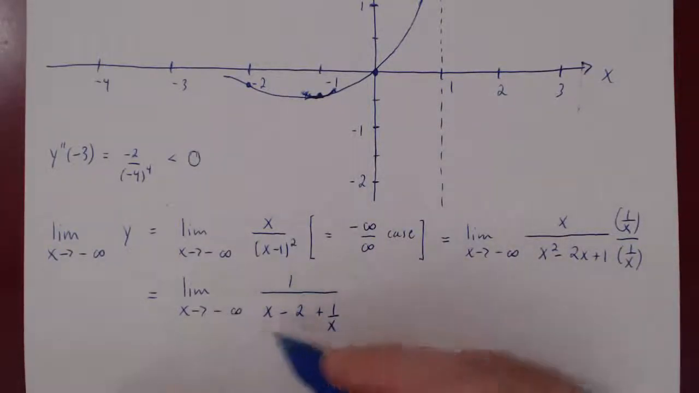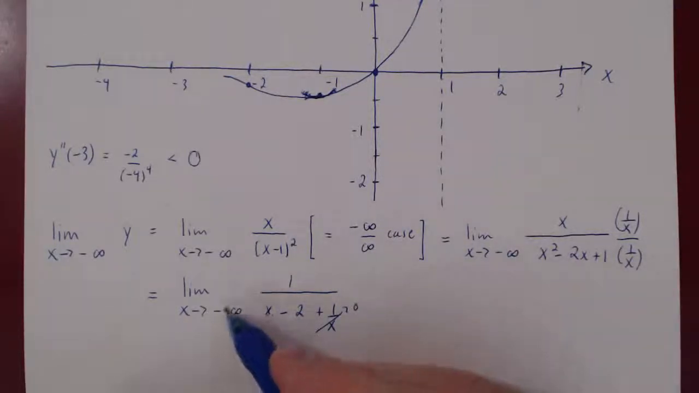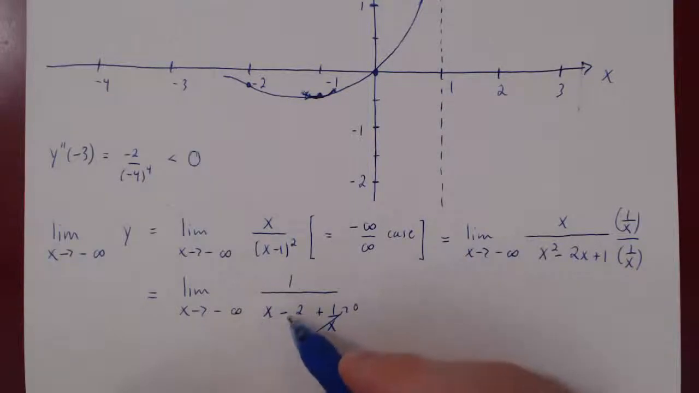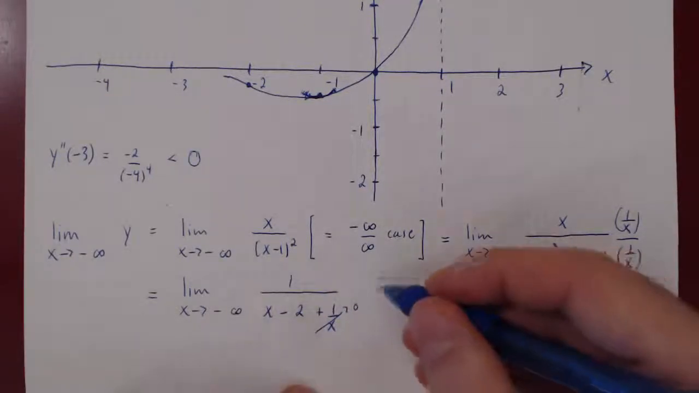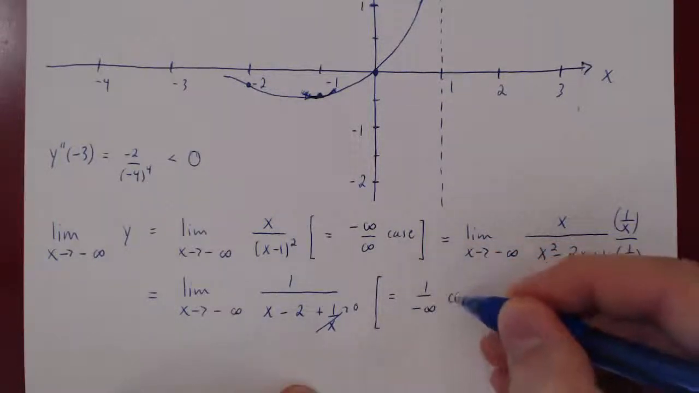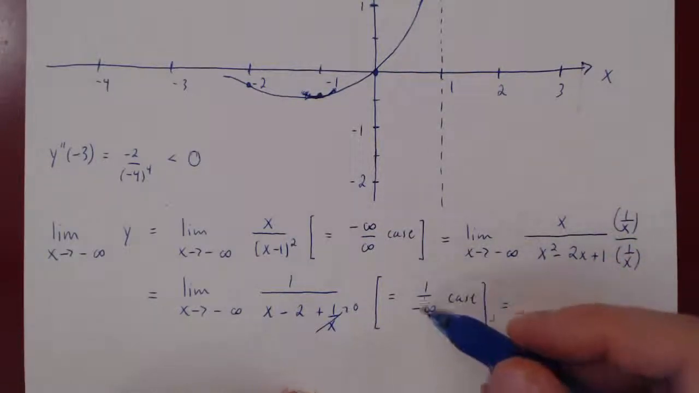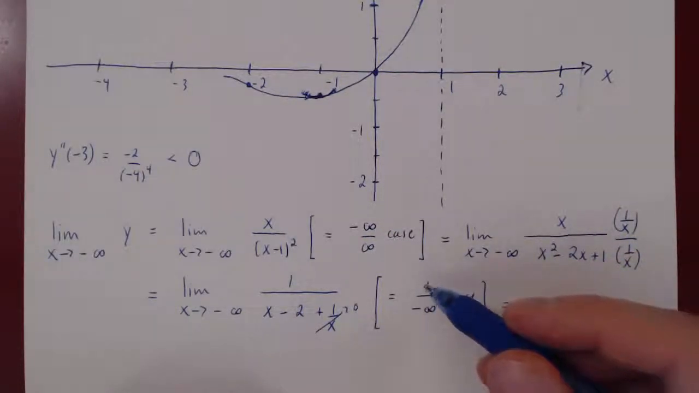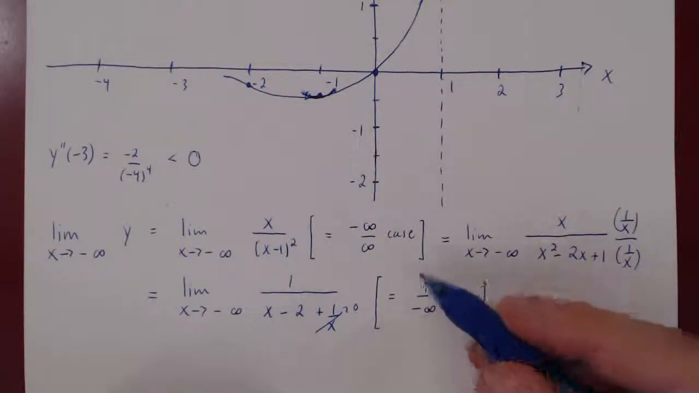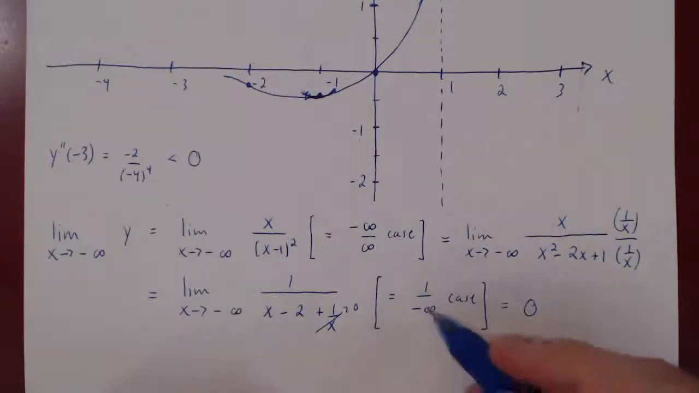As x goes to -infinity, 1 over x shrinks to 0. And x goes to -infinity minus 2. So this will give you a 1 over -infinity case. The result will always be negative, but as you divide 1 by something which is getting bigger and bigger and bigger, the fraction will be getting smaller and smaller and smaller, and it will shrink to 0, but always negative.